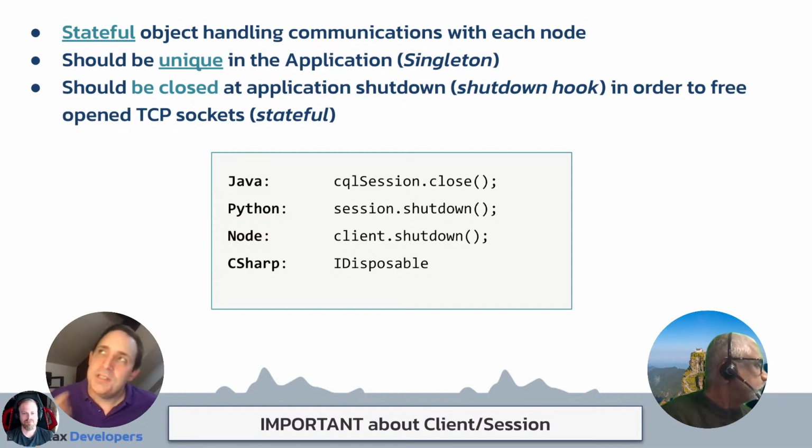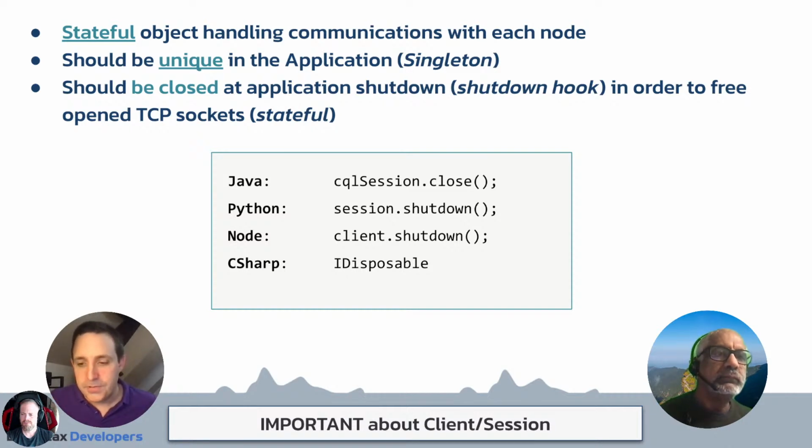Anyway, this connection or client you will initialize with all the parameters I shared. Again, it is a stateful object, so it will open under the hood multiple TCP sockets, one for each node. So it should be unique in your application. You create what we call a singleton, and this session is available across your application. You also need to clean up: a lot of TCP sockets are open, and you want to close them properly, right?